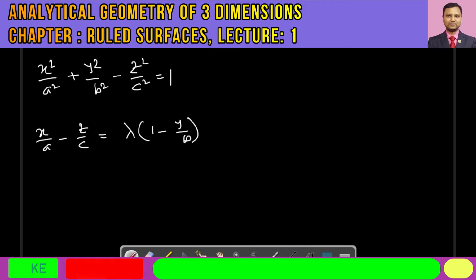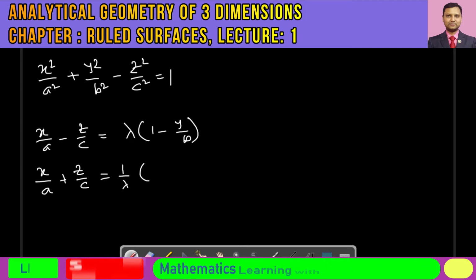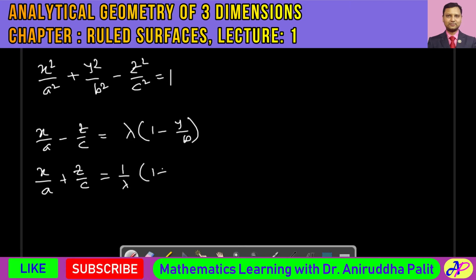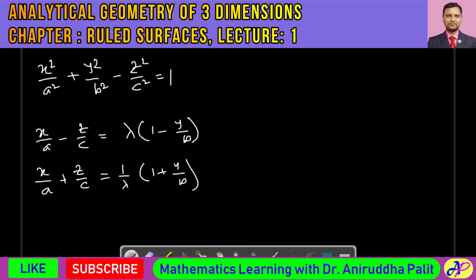And the second equation was x by a plus z by c is equal to 1 by lambda into 1 plus y by b. This was the lambda system. Now suppose we consider two members from this system.